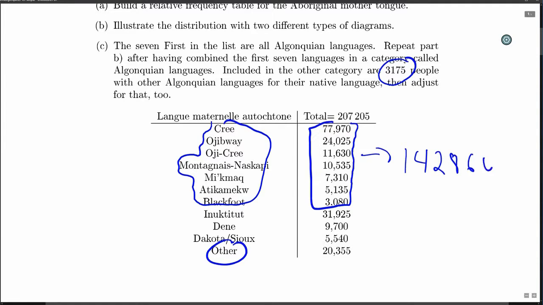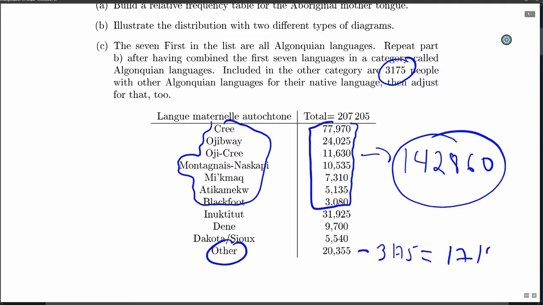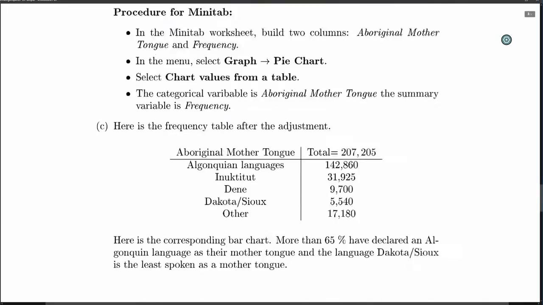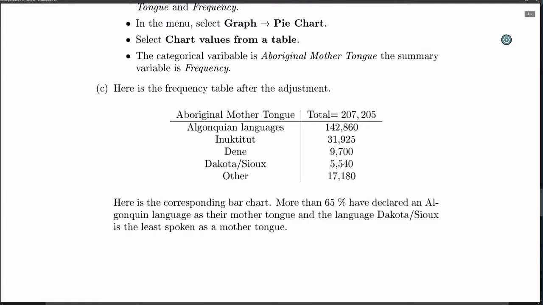142,860. And then what we need to do is take away from 20,355 the 3,175. Okay, these were actually also added inside of the 142,860. So as we took 3,175 away from the 20,355, we end up with 17,180, and this gives the frequency table that we have at the end of the solutions. Okay, so for Algonquin languages we have 142,860, and then the other has been reduced to 17,180. Alright, so that's it for question 1.